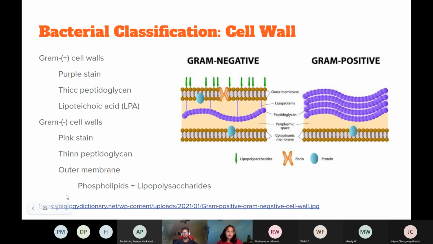And then instead of more layers of peptidoglycan, it actually has an outer membrane, which is composed of phospholipids and lipopolysaccharides. And lipopolysaccharides specifically is more likely to trigger the immune response in the host. So it's a little more dangerous to have a gram-negative cell wall for bacteria if you're in your host.